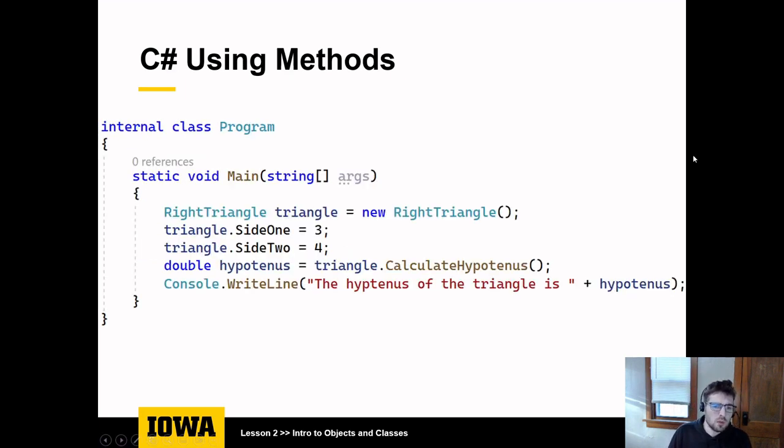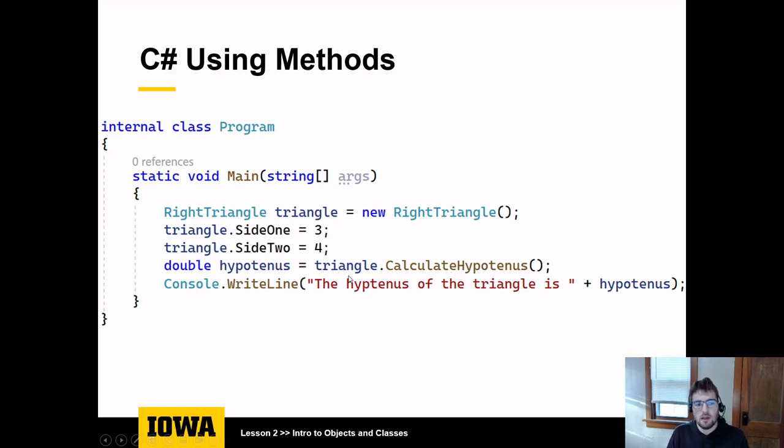And so when we go to use this method now, it looks like this. You create the right triangle, you set its values, and then you can call triangle.CalculateHypotenuse. And based on our implementation, this should return 5, right?